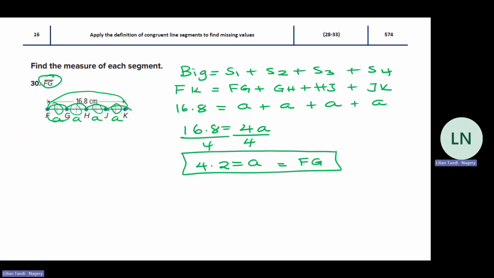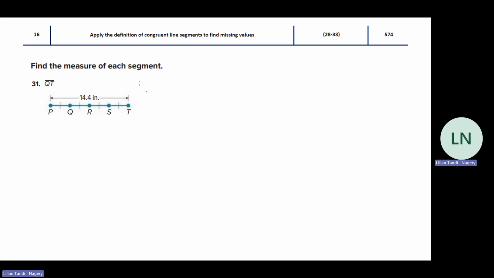I need to do 4.2 plus 4.2 plus 4.2 plus 4.2 and see if it's gonna give me 16 and 8/10. Okay? Same, I have how many parts? 1, 2, 3, 4. And all my parts are congruent.